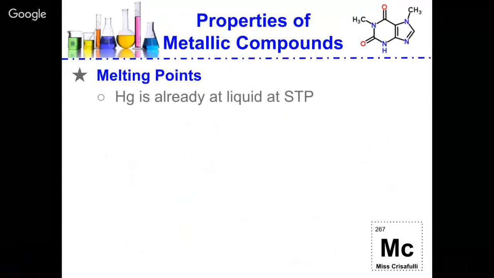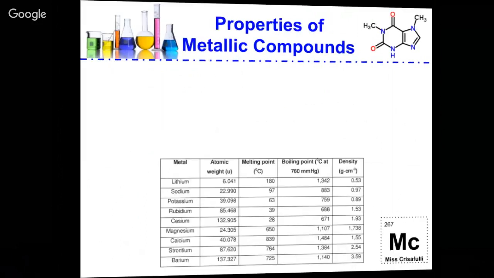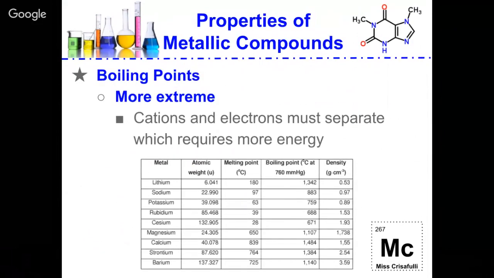So let's talk about melting points. We already know that mercury is a liquid at standard temperature and pressure, and tungsten melts at 3,422 degrees Celsius. So they vary in general. They're moderately high though, which is due to the fact that they are in a very tight, crowded lattice structure. Boiling points are more extreme. Cations and electrons must be separated, which is going to require more heat. So if we look at the boiling points of metals, they will also range, but they're also higher temperatures than their melting points, which should make sense.